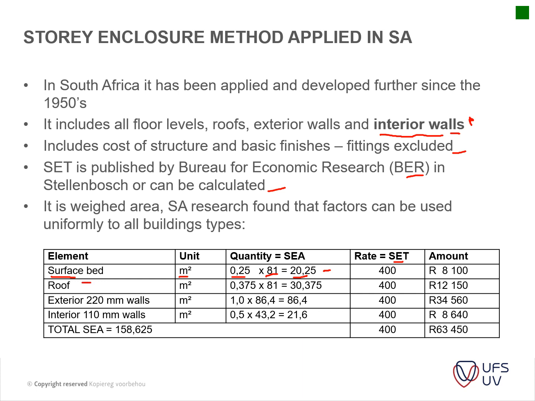And then you've got your roofs, so it has a multiplying factor of 0.3 in this case, times the area to get the storey enclosure area. Okay, same with your exterior walls and your interior walls to get the total areas. Okay, this is then multiplied with a uniform storey enclosure tariff to get to your amounts on this side, and thus your basic building cost on this side.